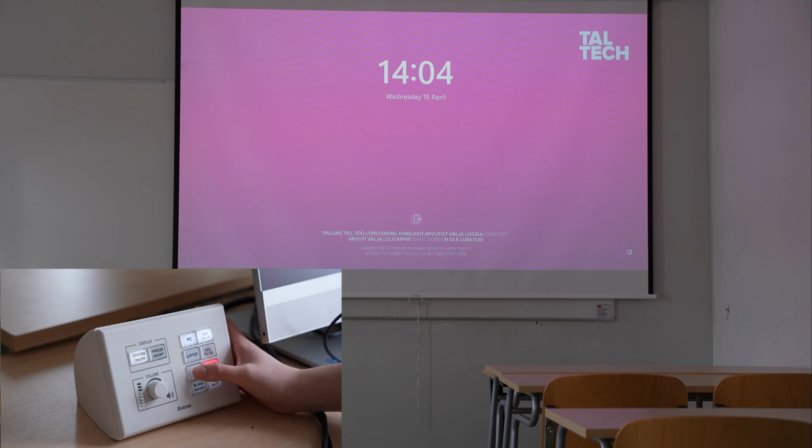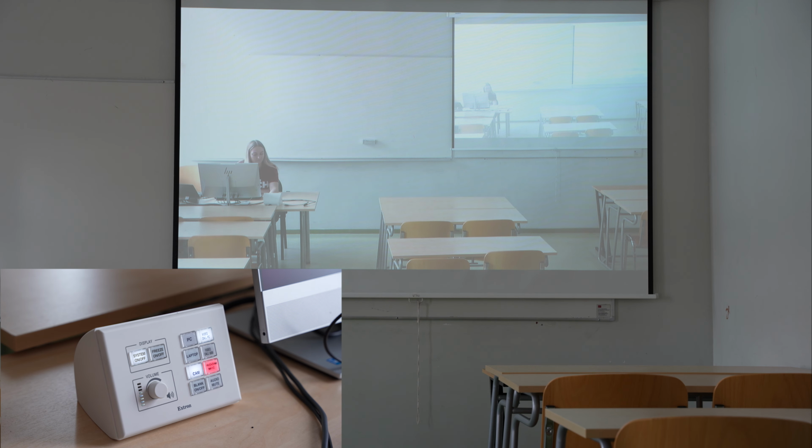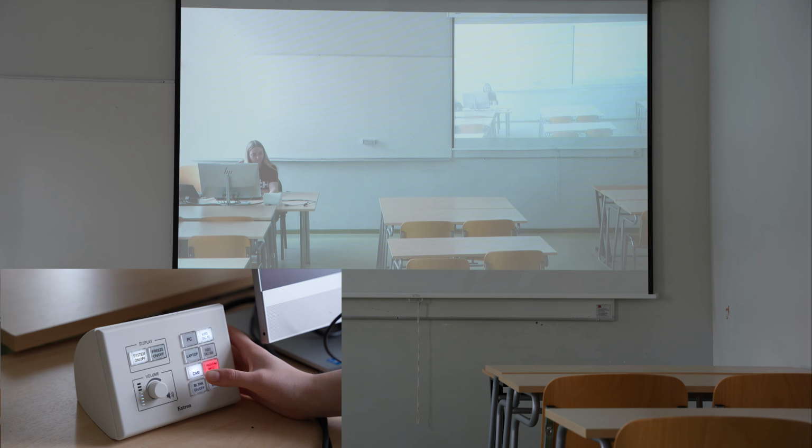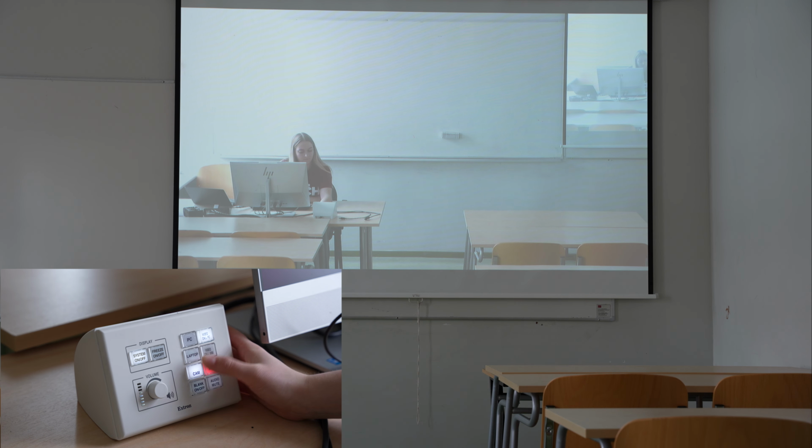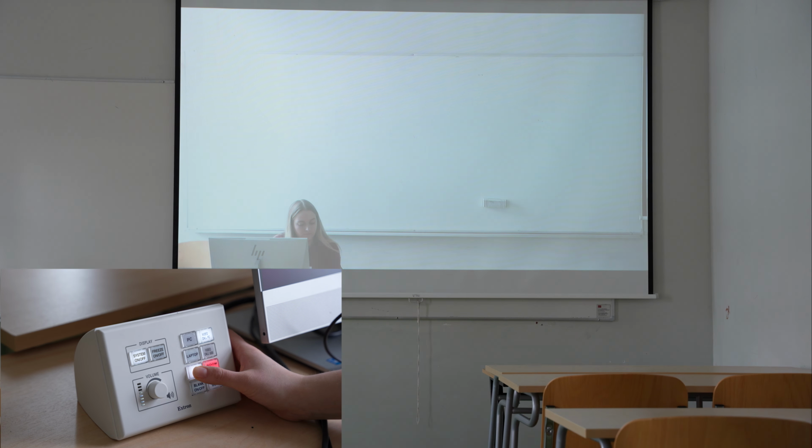The camera position can be adjusted by displaying the camera image on the projector using the cam button. By holding down the cam button on the remote control, the camera moves to the next preset position.